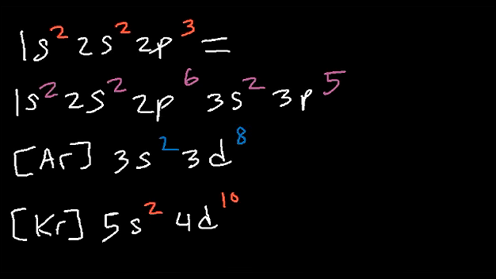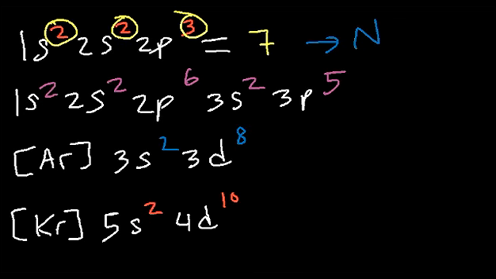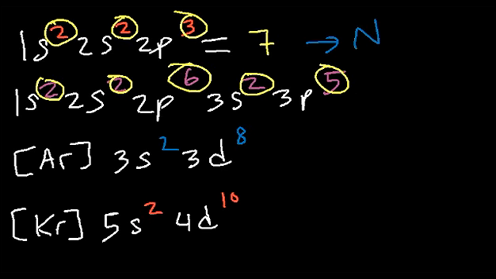So let's start with the first one. If you wish to identify the element, all you need to do is add the exponents. 2 plus 2 plus 3 is 7, and that's going to be the atomic number of the element. So if you go to the periodic table, look for the element with an atomic number of 7. The atomic number is always the smaller of the two numbers. So this is nitrogen. Now what about the next one? If you add up the exponents, 2 plus 2 plus 6 is 10, plus 2 and 5, that's 17. So chlorine has an atomic number of 17.